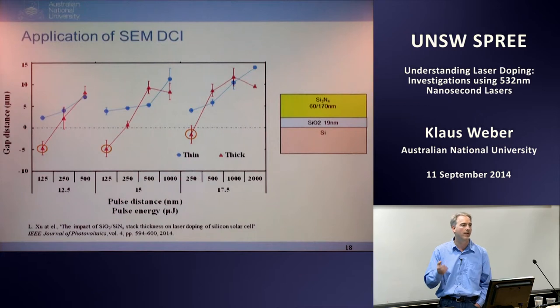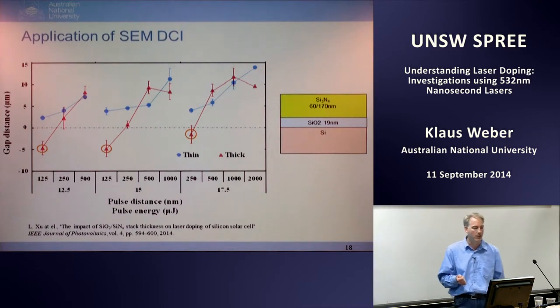And the other trend is that having more pulse overlap was better. So if we wanted to get this doping to extend underneath the dielectric, we had to have overlapping pulses. And I'm not going to try and explain why we see these trends and whether these are general trends or whether they would apply if we used different sets of parameters. Because really all we have at the moment is guesswork as to why we're seeing the results that we're seeing.